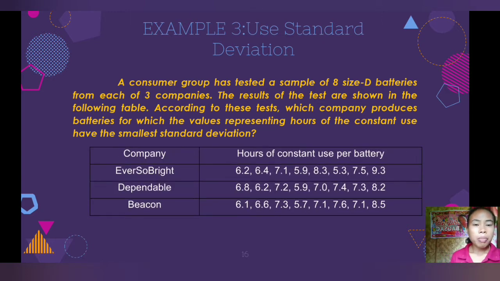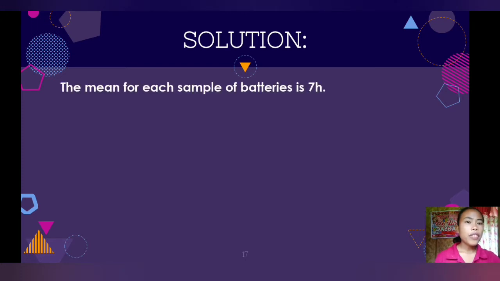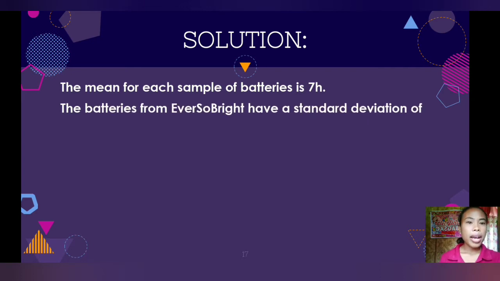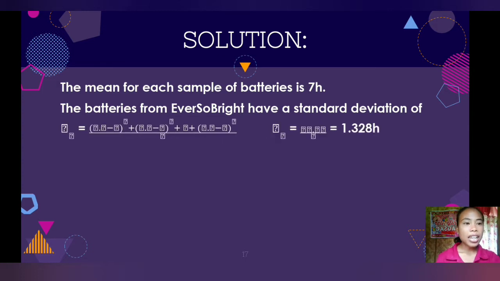The 3 companies are Ever So Bright, Dependable, and Bacon. So the mean for each sample of batteries is 7 hours. Since it was discussed in the previous slide how to get the mean, just follow it to solve the mean. The batteries of Ever So Bright have a standard deviation of 1.328 hours. So just follow the steps so that we will come up with 1.328 hours.